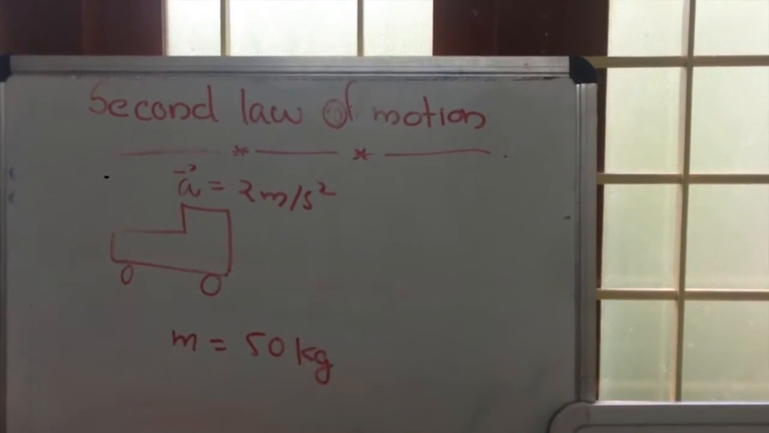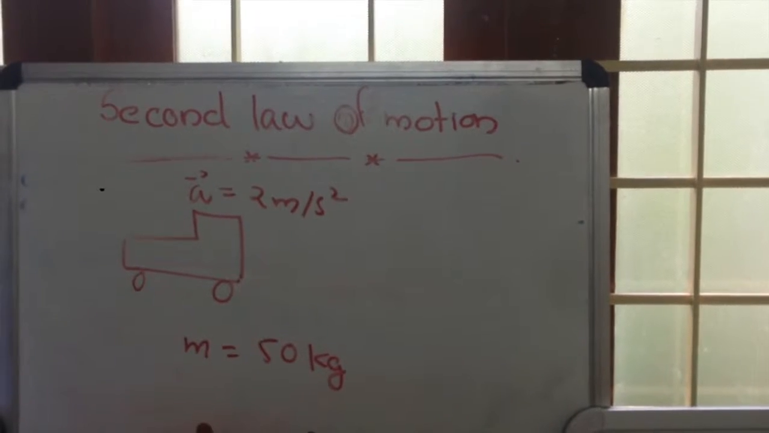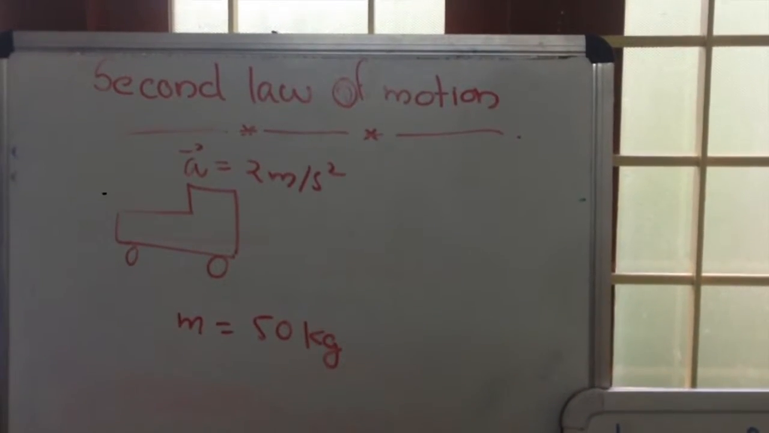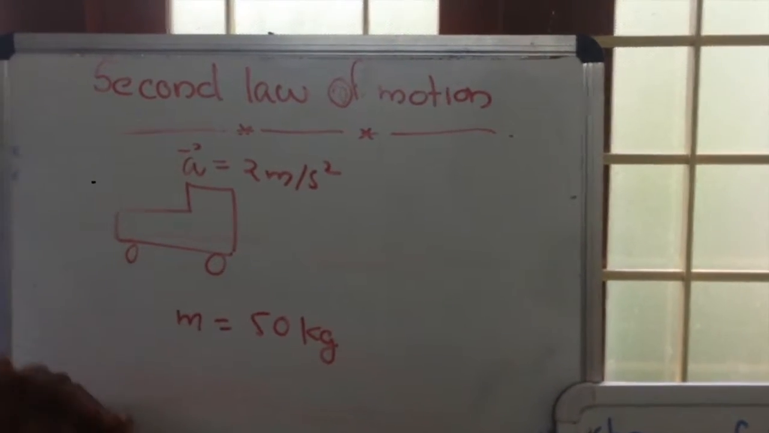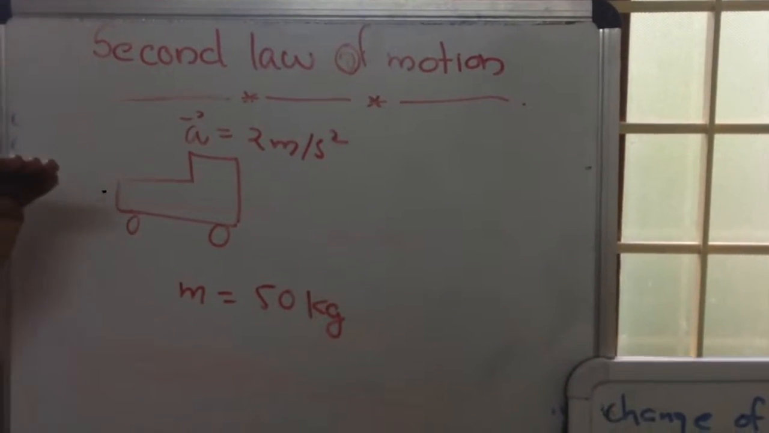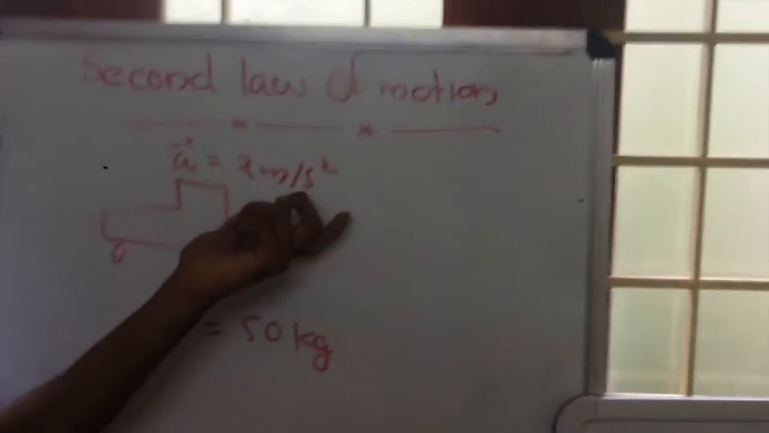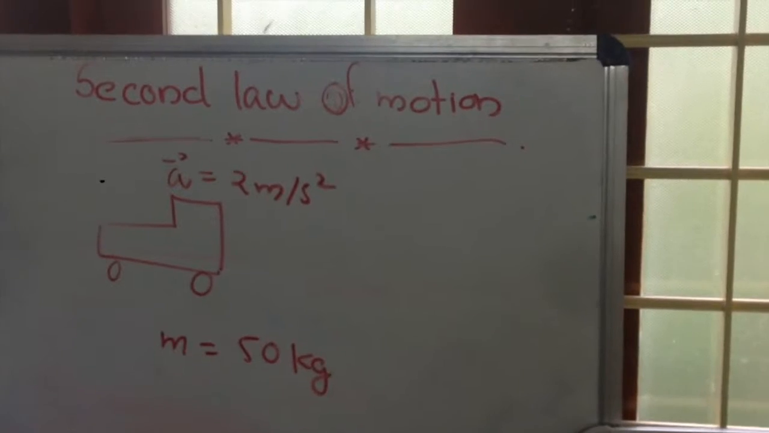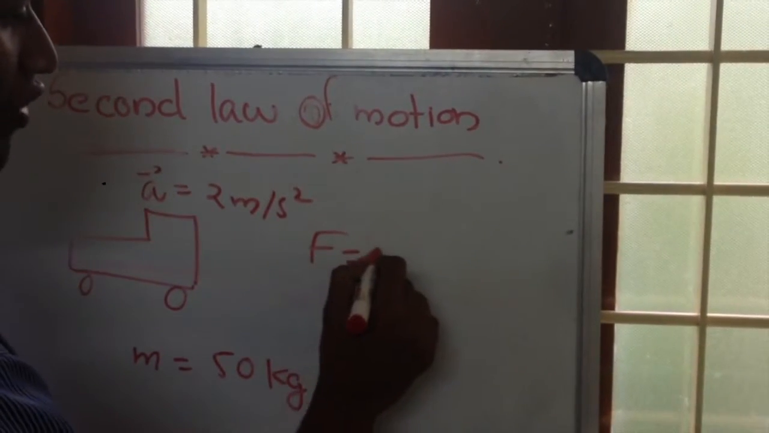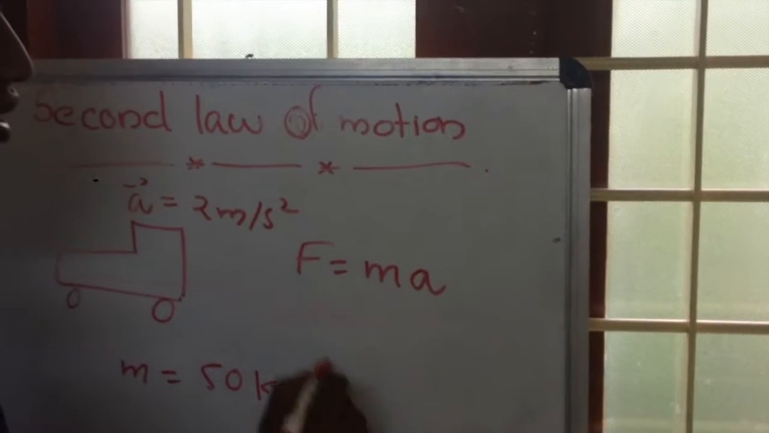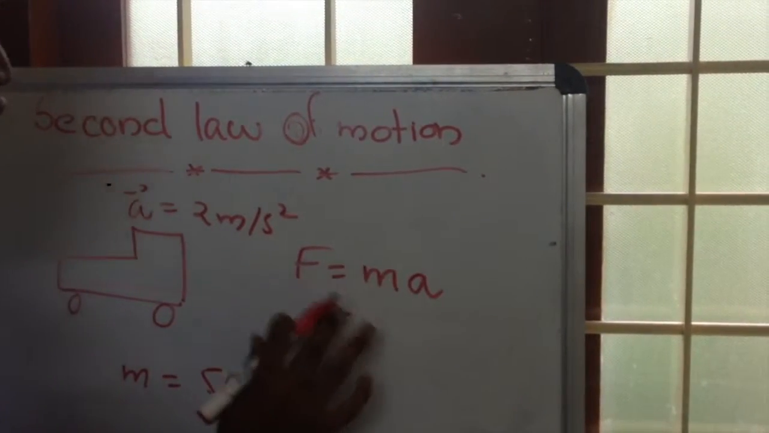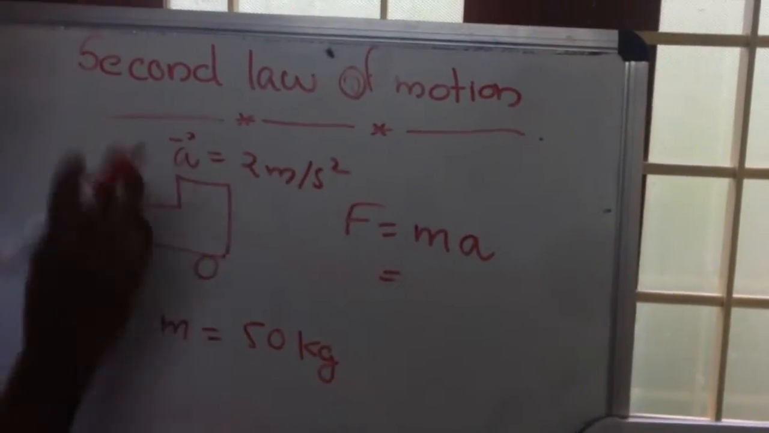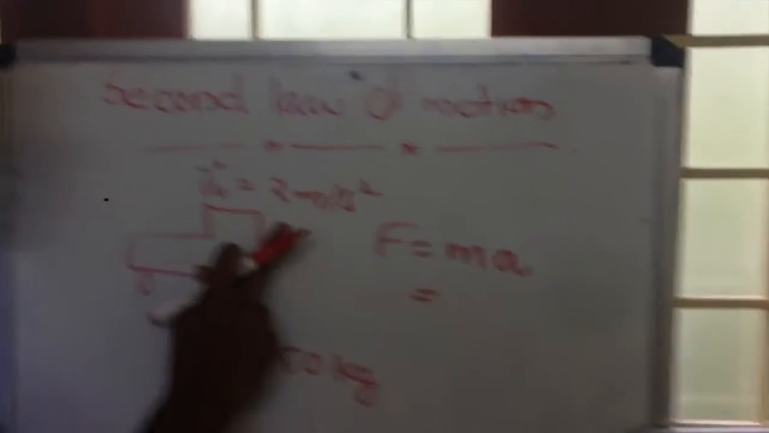For a vehicle of 50 kilogram mass to move with an acceleration of 2 meters per second square, there should be a force acting on it. Then only are we able to impart an acceleration of 2 meters per second square to this particular vehicle. That force can be found out by using F is equal to ma, where m is the mass of the vehicle and F is the force acting on it.